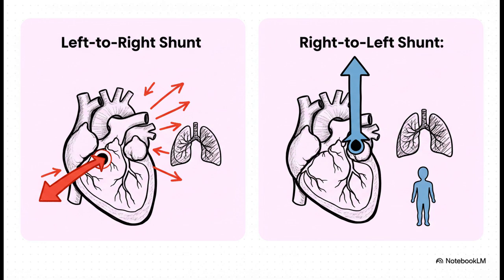Then you've got the opposite, right to left shunts. This is often way more serious, at least right away. This is when oxygen-poor blood from the right side bypasses the lungs completely and gets pumped straight out to the body. And that's what causes cyanosis, that bluish color in the skin.